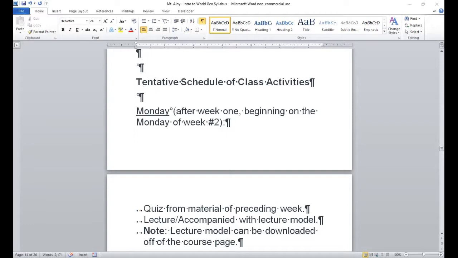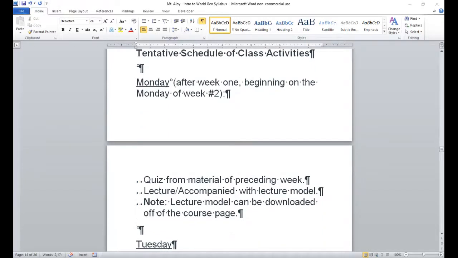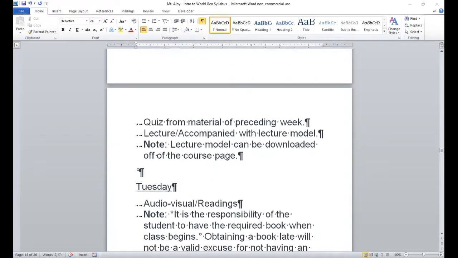Beginning on Monday of week 2, this coming Monday, that's when I will be administering the quizzes, from material of the preceding week. A lecture is accompanied with a lecture model. Note, the lecture model can be downloaded off of the course page. So the hub of the wheel is the lecture models and the lectures.